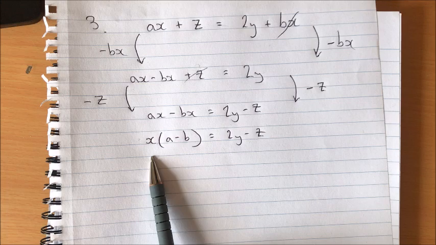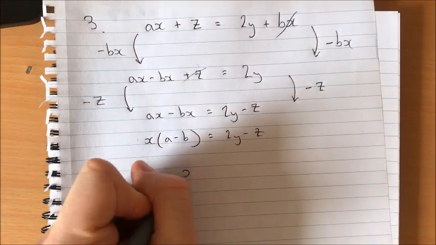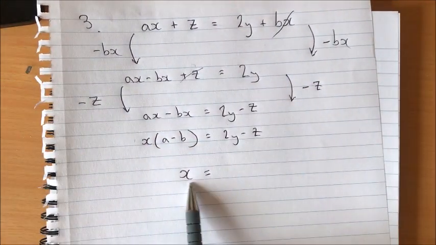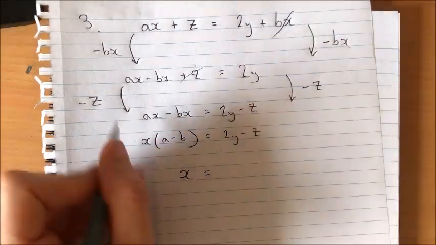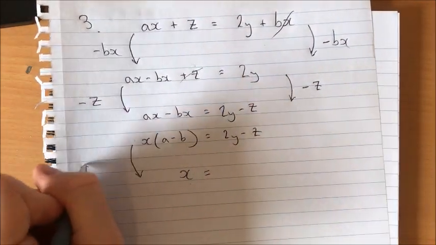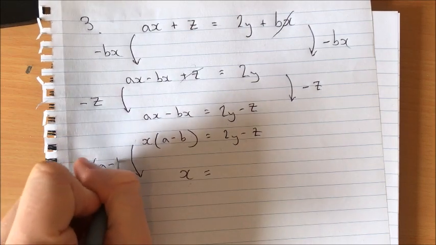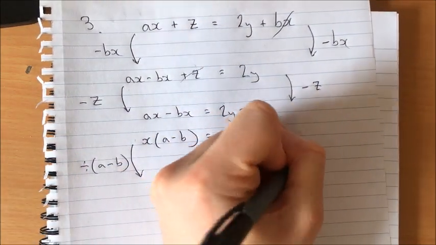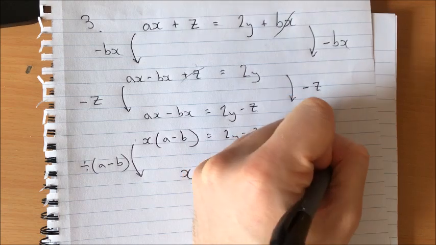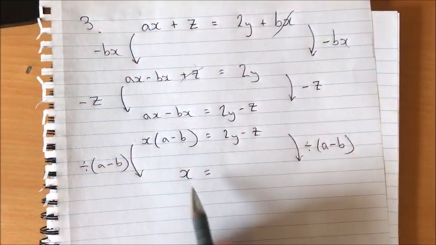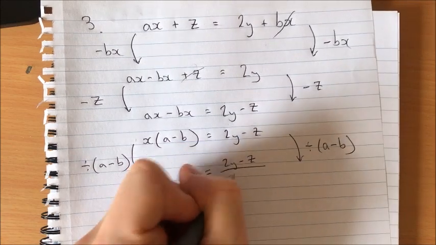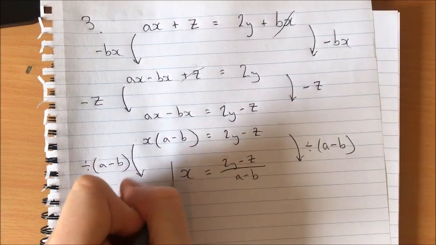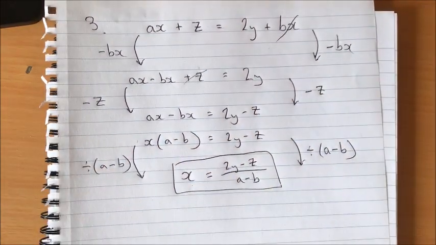One more step to go until I've reached my goal. I want to make x the subject, so I just need x on its own. How do I eliminate that multiplied by a minus b? I'm going to divide by a minus b. I'm going to do the inverse operation. So dividing my left hand side and my right hand side by a minus b, that tells me that x equals 2y minus z all over a minus b. This is my final answer.